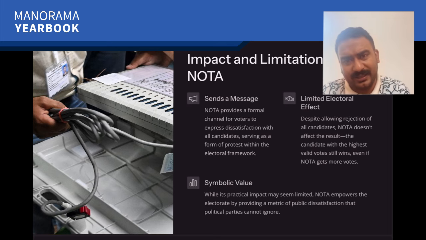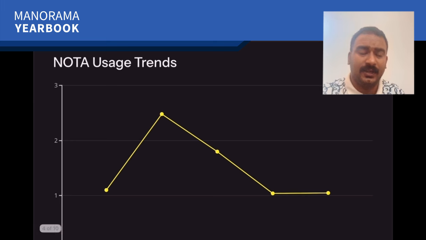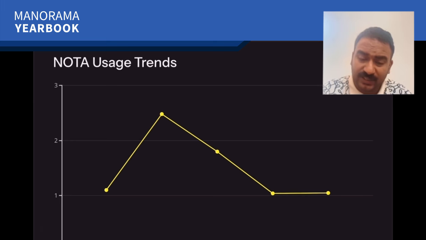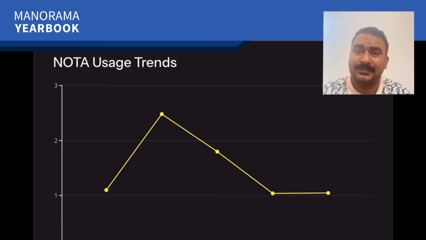Now, let's look at the usage trends. I may say the none of the above option was first introduced in 2030 in some assembly elections, I think around five state assembly elections, including Chhattisgarh, Mizoram, Rajasthan, Delhi and Madhya Pradesh. Since then, it has been available in the Lok Sabha also. Not only in the Lok Sabha, but also in state assemblies and Panchayat elections. Though it is available in local body polls, it varies across the states.